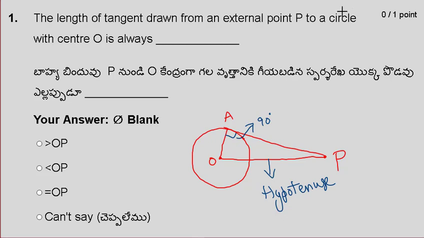In a right triangle, the hypotenuse is always the larger side. So the length of AP, that is the side of the right triangle, is always less than the hypotenuse OP. So we can say that the length of the tangent is always less than OP. So the second option is correct.